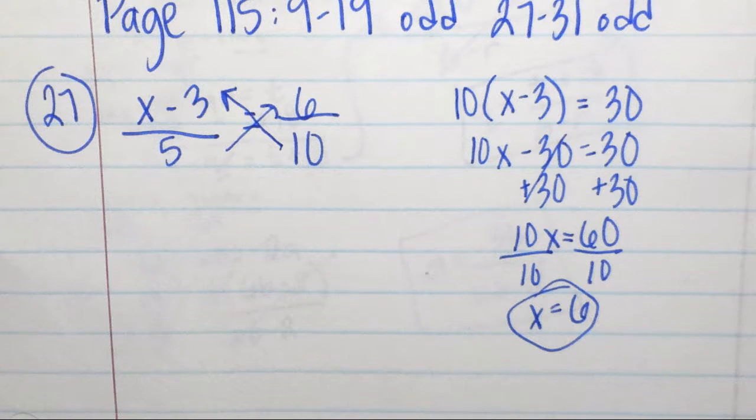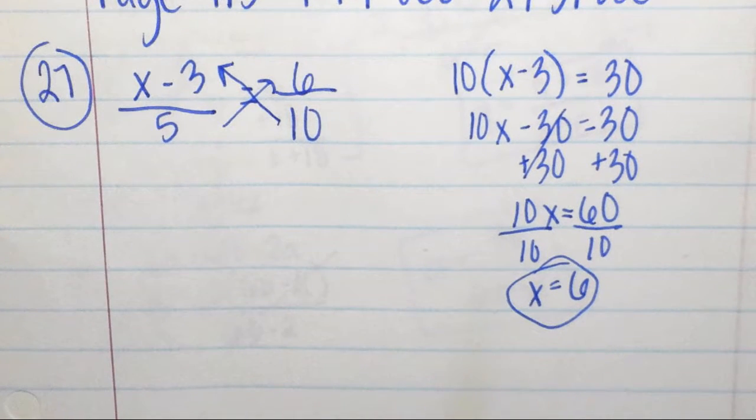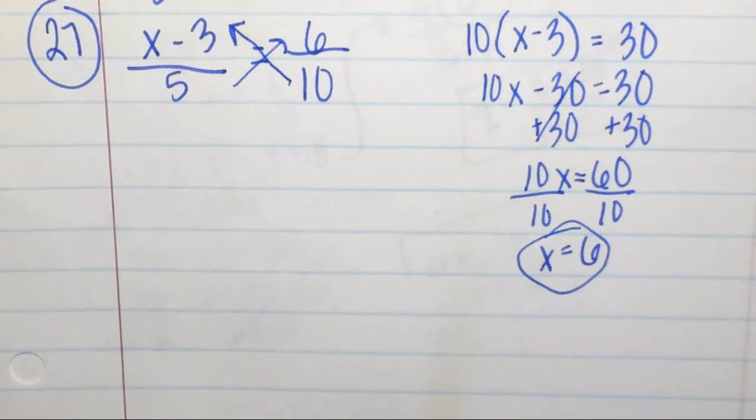29 is the same thing. On 29 you should have gotten 11. And then the last one you did was number 31. On number 31, it says, on a map of Florida, the distance between Jacksonville and Tallahassee is 2.6 centimeters. If 2 centimeters equals 120 miles, what's the distance between the two cities?